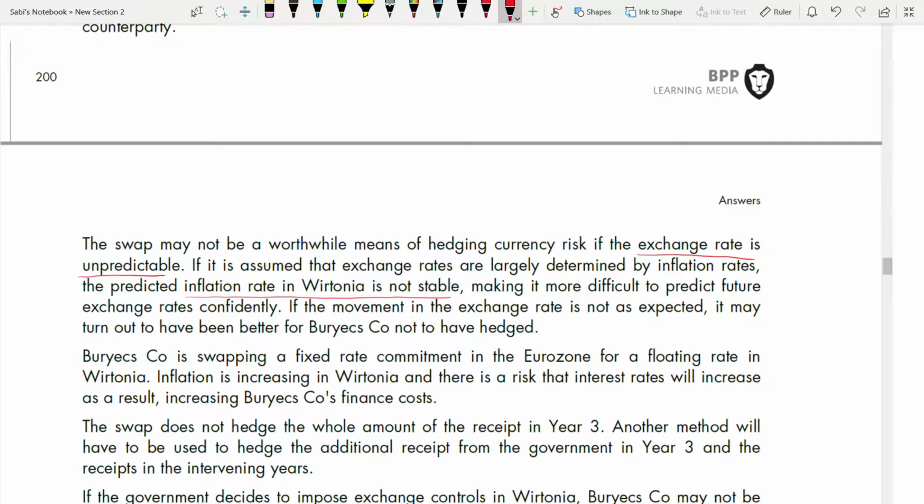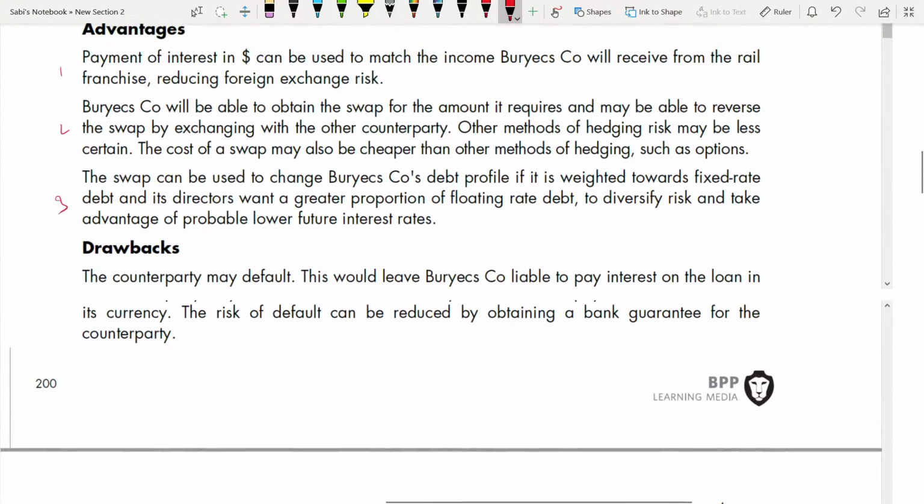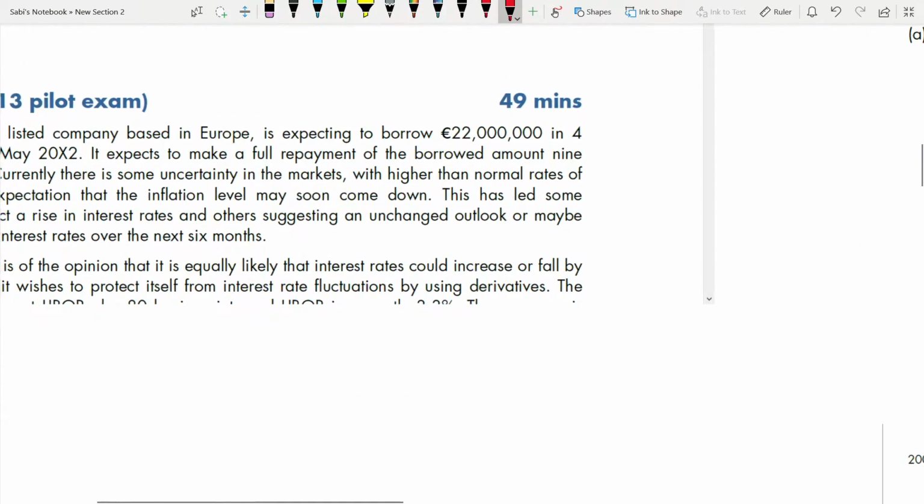They are linking this with the case study. How are they saying that the inflation rate in Vertonia is not stable? Let's go to Vertonia and see.